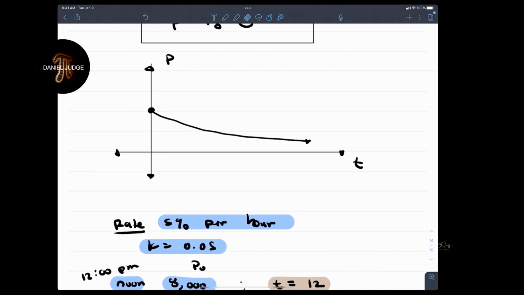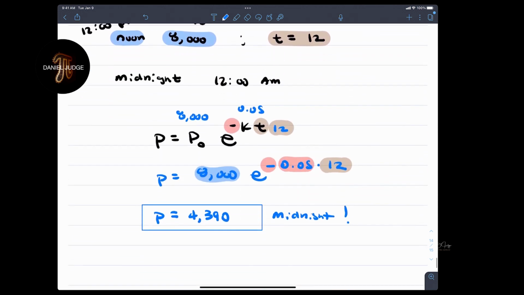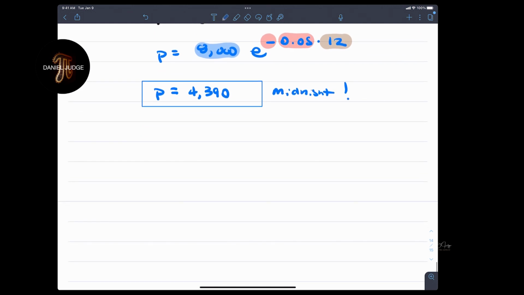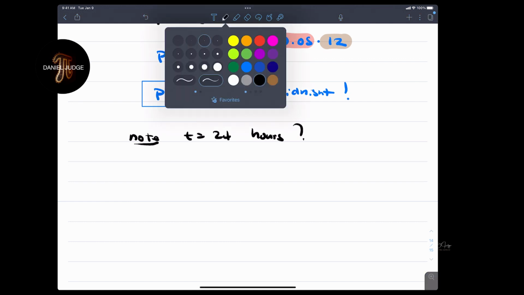So, if you had to model this, doctors look at this kind of stuff. They go, okay, 8,000 and the antibiotics, this is 12 hours later. Doctors look at these graphs. 4,390. That it's going to decline. And then you might want to say, what would it be a day later? If you're on antibiotics for a day. So I'm going to say, let's note, what if T is 24 hours? Right? How do you feel the very next day?